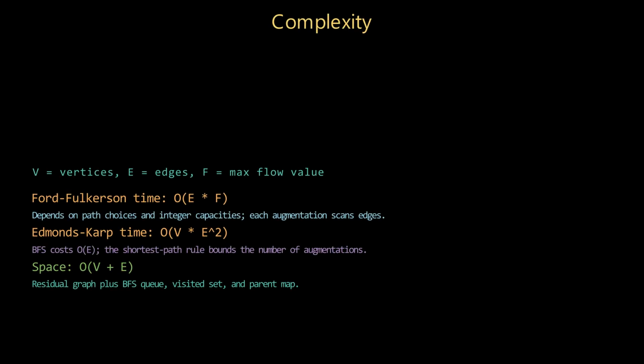Ford-Fulkerson with integer capacities can take O of E times F, because each augmenting path scans edges and may add only 1 unit of flow. Edmonds-Karp uses BFS for every path. BFS is O of E, and the shortest path rule gives O of V times E squared overall. Both use O of V plus E space for the residual graph and BFS state.